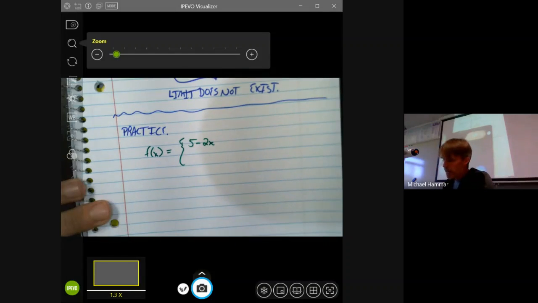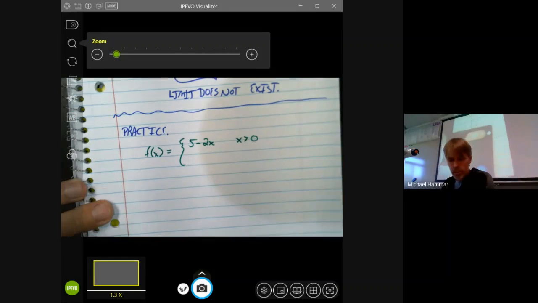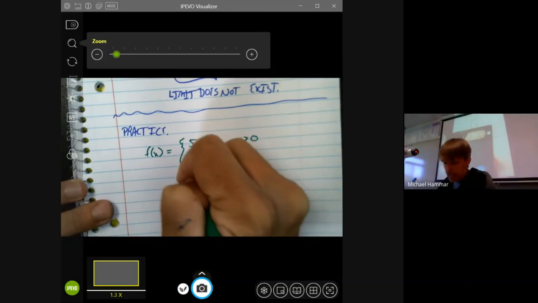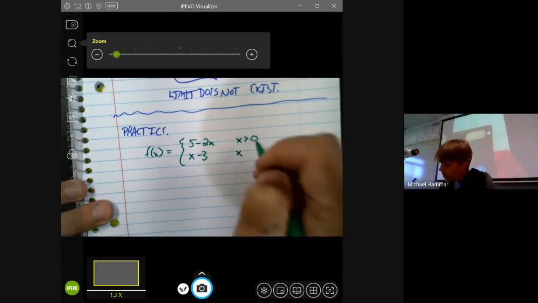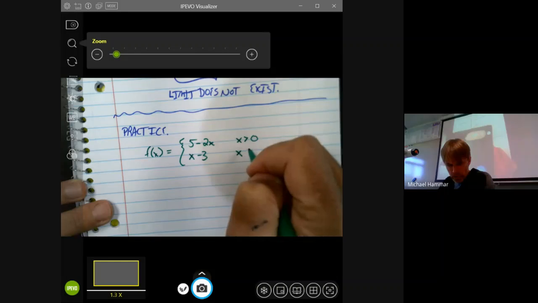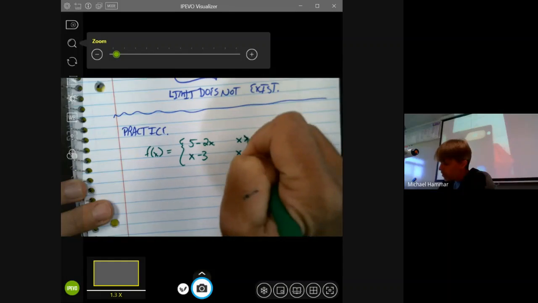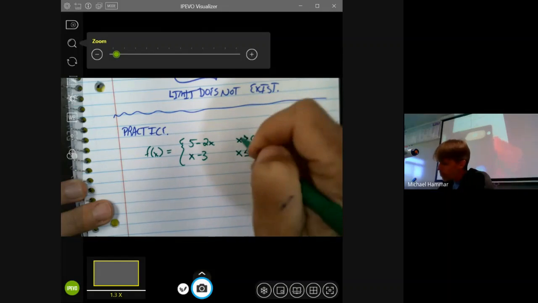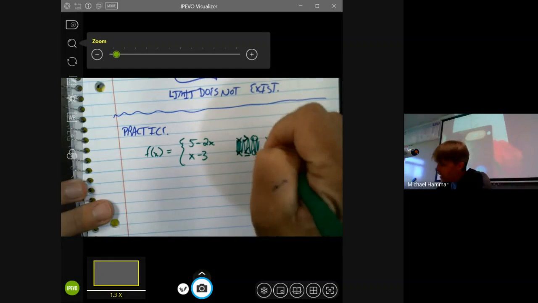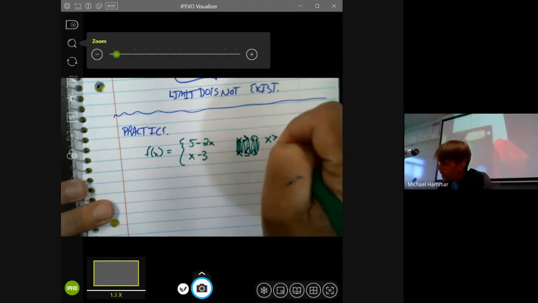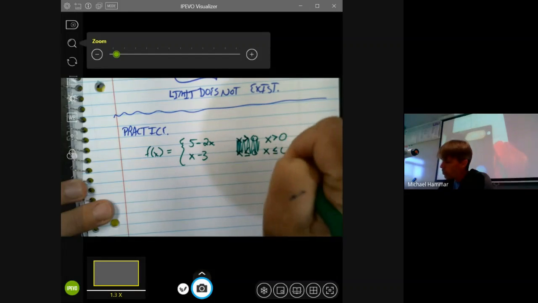So f of x equals 5 minus 2x for anything where x is greater than 0, and then also x minus 3 for anything, oops, I think I wrote them in the wrong direction. This should be less than or equal to 0. This should be the other way around. Let me rewrite those, okay? So this is for x greater than 0, and this one is for x less than or equal to 0.